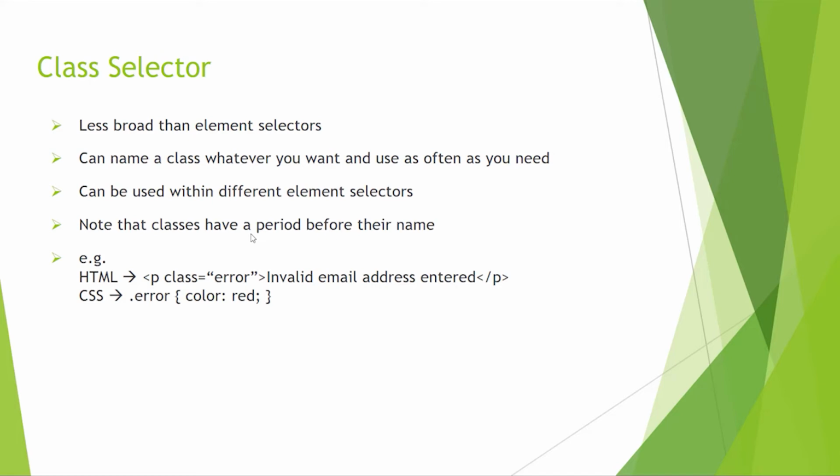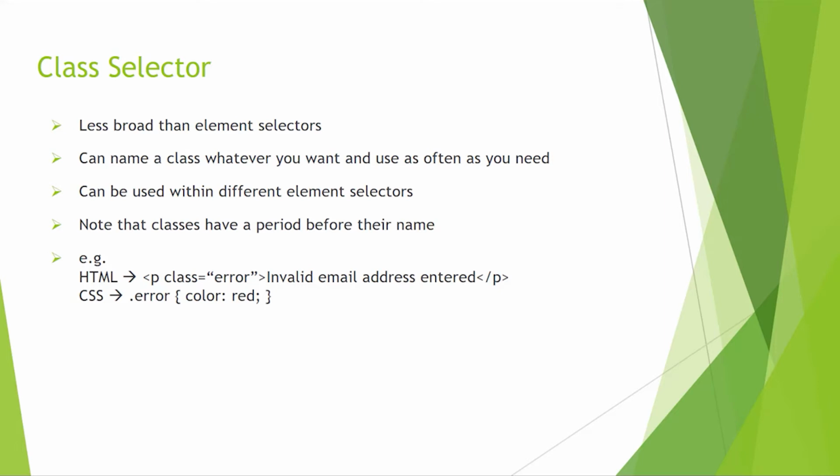Now the class selector is something of a next step when working with CSS. I find this to be a very valuable tool. It's less broad than the element selectors. It allows you to set up a group of changes but only have them apply when you want to. Now you create the classes yourself. You can name them whatever you want and use them as often as you need within your document. They can in fact even be used within different elements. So when you create a class, you can apply that class to paragraphs. You can also apply it to divs or to headers, whatever is appropriate.